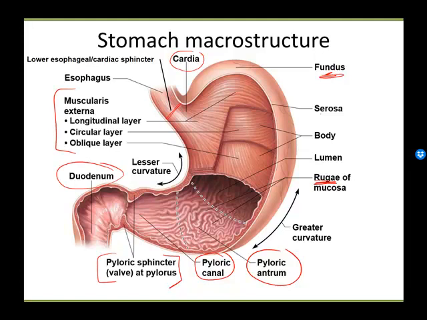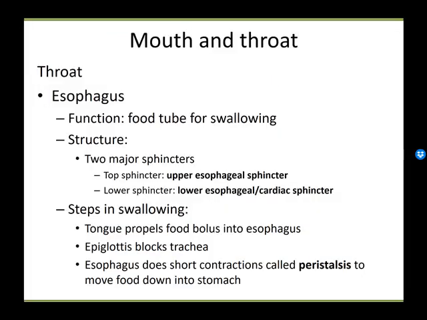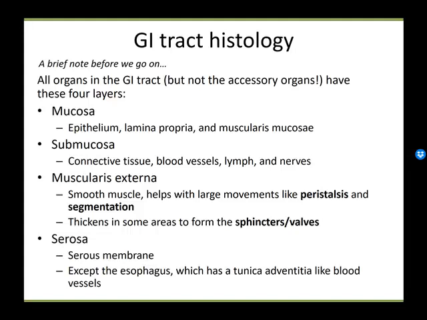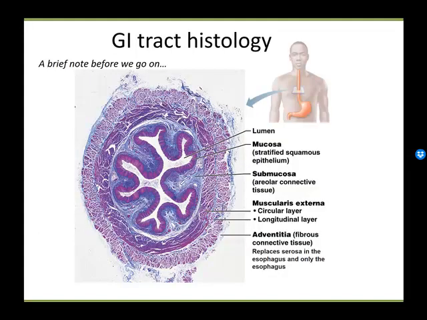This muscularis externa stuff here, remember that's our layers of smooth muscle, and we said previously, if we go all the way back, that there are 2 layers of smooth muscle. Okay, did we say there were 2 layers of smooth muscle? I really hope we did. Oh, we did in the esophagus. We said there was a circular layer and then a longitudinal layer.